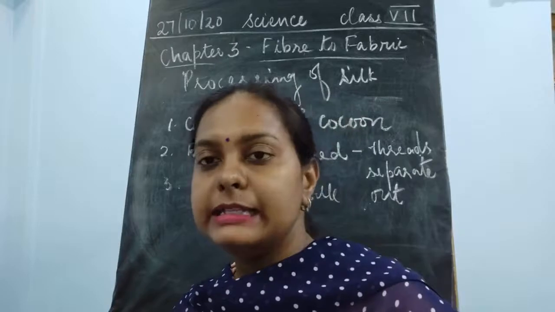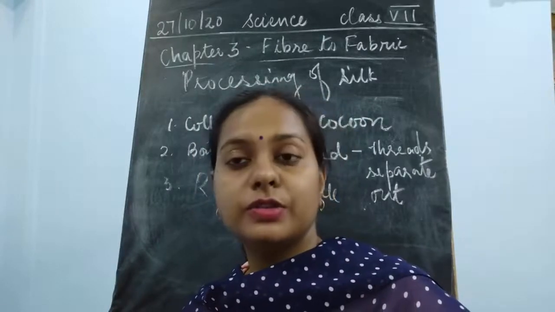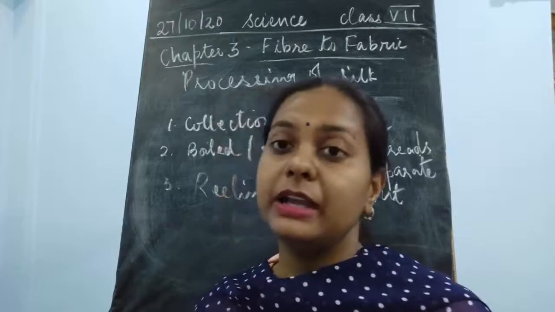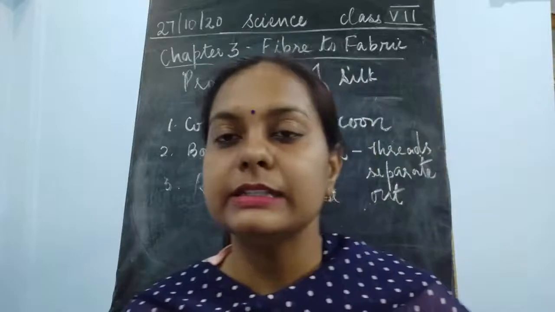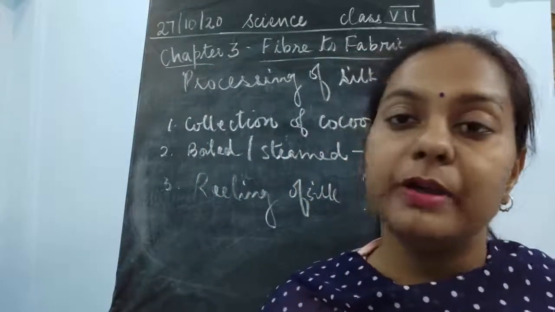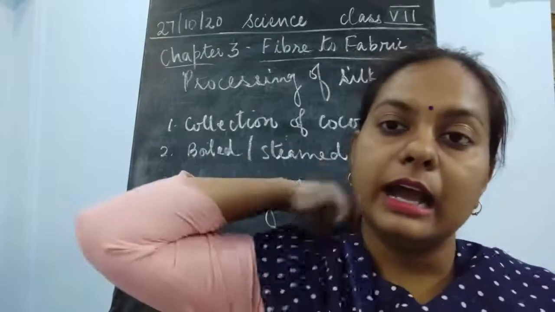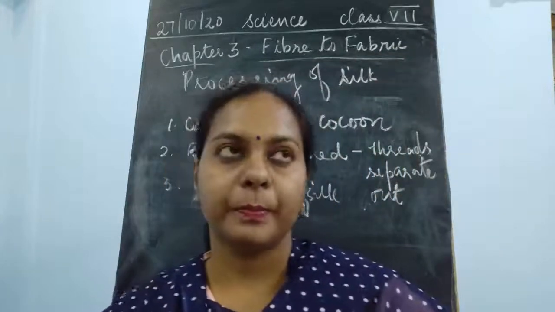Okay, so silk sarees are being made, silk dupattas are being made, silk clothes are being made, different curtains are made, and it is used for various purposes. Okay, so this silk fiber gets a shiny appearance because it is a protein, a natural protein which is synthesized in the silkworm.